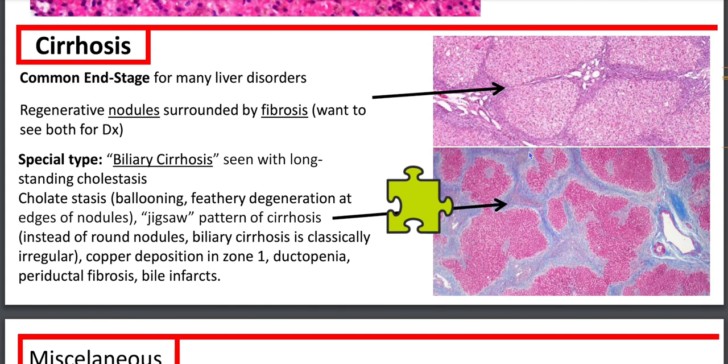There are special types like biliary cirrhosis, which is seen with long-standing cholestasis, where you'll have ballooning, feathery degeneration at edges of nodules, jigsaw pattern of cirrhosis. Instead of the round nodules you see here, you have this kind of irregular jigsaw-like pattern. Copper deposition in zone 1, the portal tracts, ductopenia, periductal fibrosis, and bile infarcts.